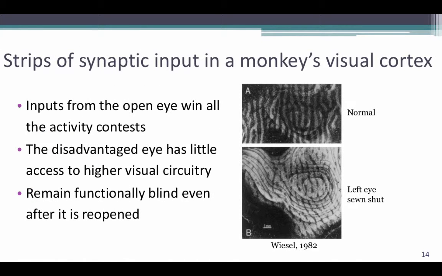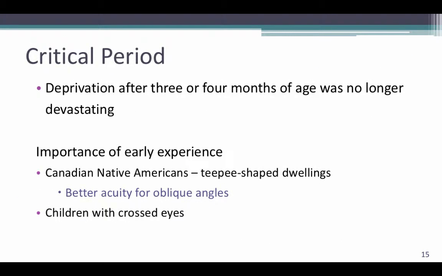When taking a look at the brain tissue of the monkeys who experienced the visual deprivation, we can see that when one eye is sewn shut, the inputs from the open eye win all the activity contests, and the disadvantaged eye has little access to the circuitry. They found that the closed eye remains functionally blind even after it's open. They also found that there is a critical period in which the visual input needs to be present. They found that the first 3 to 4 months are the critical period, and sewing the eyes shut after that period of time was less devastating.